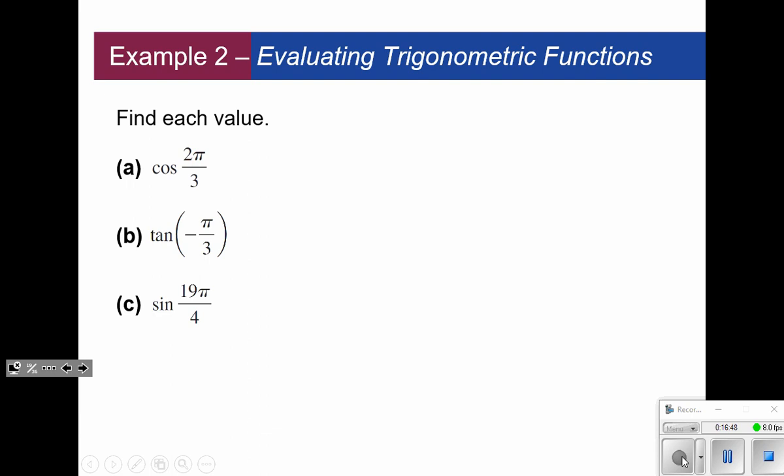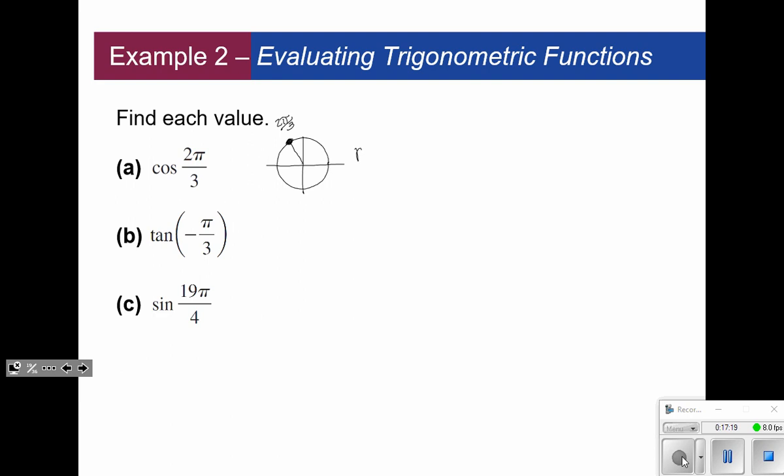So for instance, I'm not going to spend a ton of time here, but cosine of 2 pi over 3. Where on the unit circle is 2 pi over 3? First quadrant, second quadrant, third quadrant, second quadrant, right? 2 pi over 3 is somewhere around in here, wouldn't it? Okay? So, 2 pi over 3, and this is cosine. So first of all, let's just say, what's our reference number?